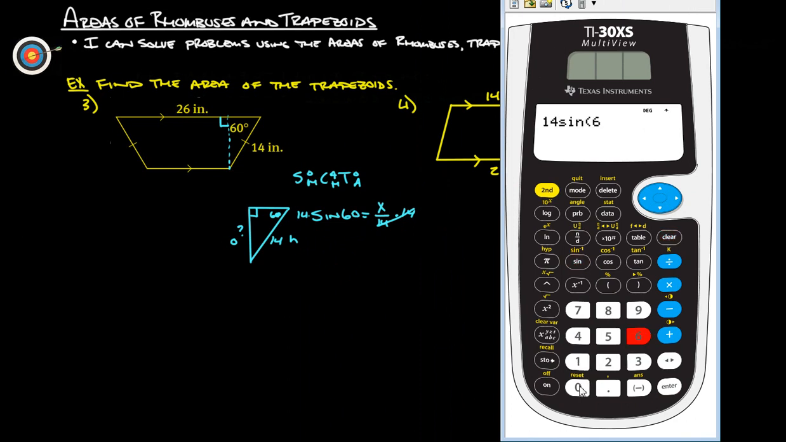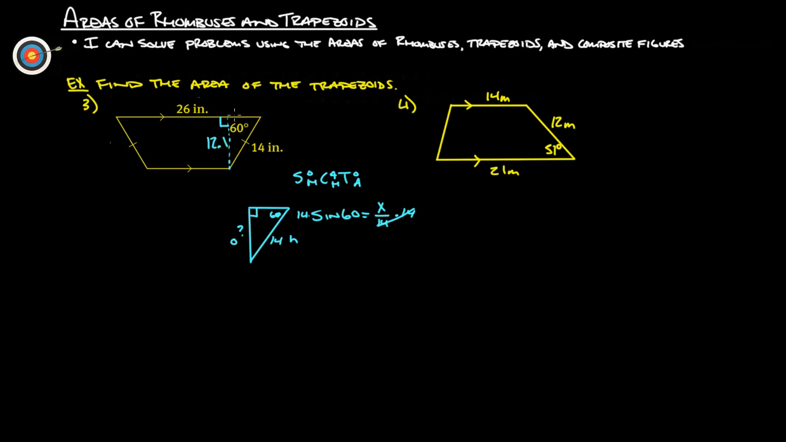14 sine of 60 gives us 7 root 3, or 12.1, we're going to call that. So this is 12.1 for this height right here. So now we have one of the bases, we have the height, now we need this other base over here, right?